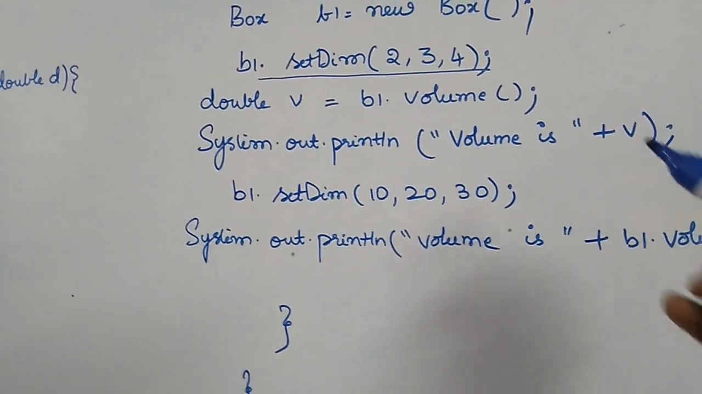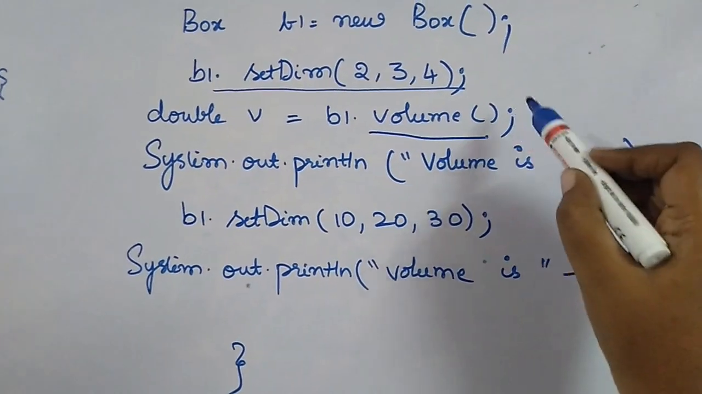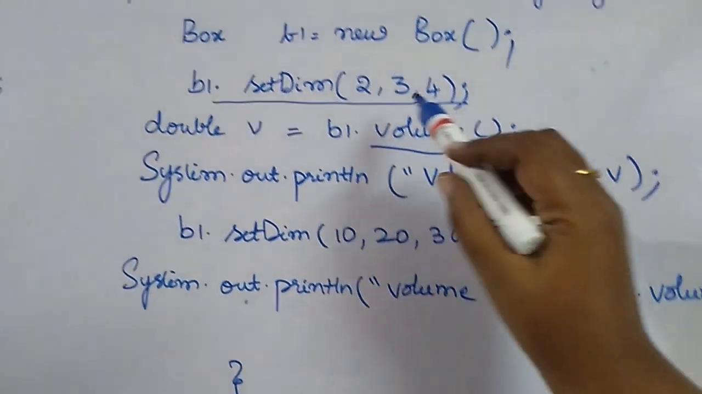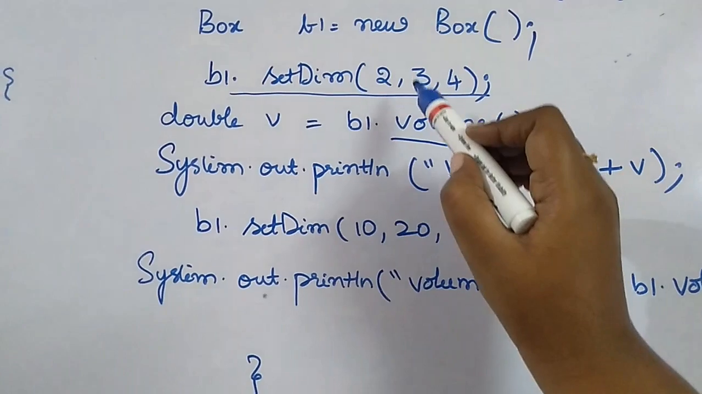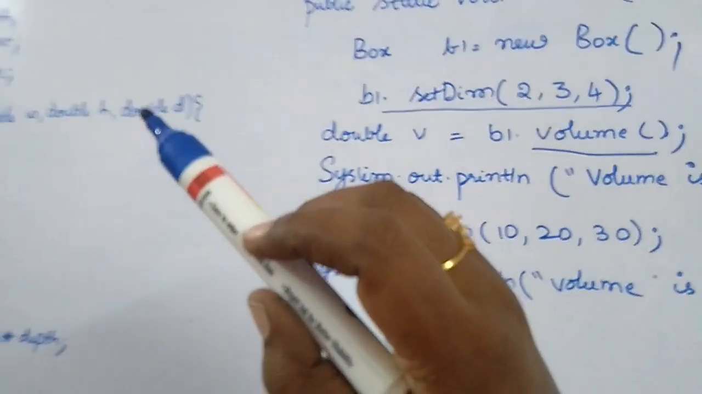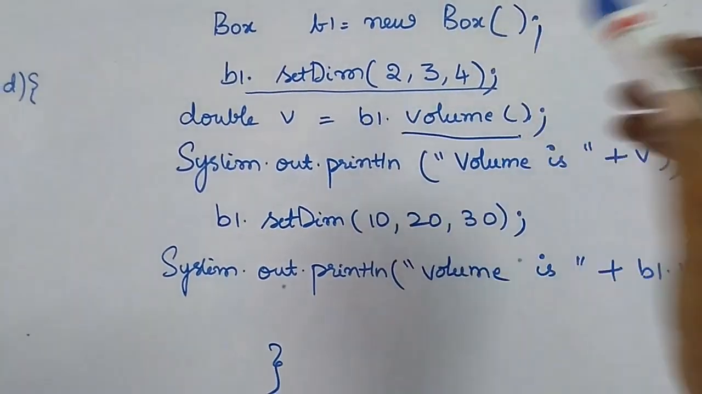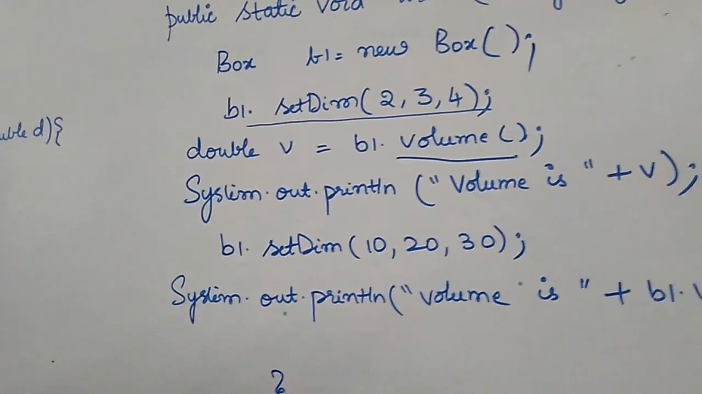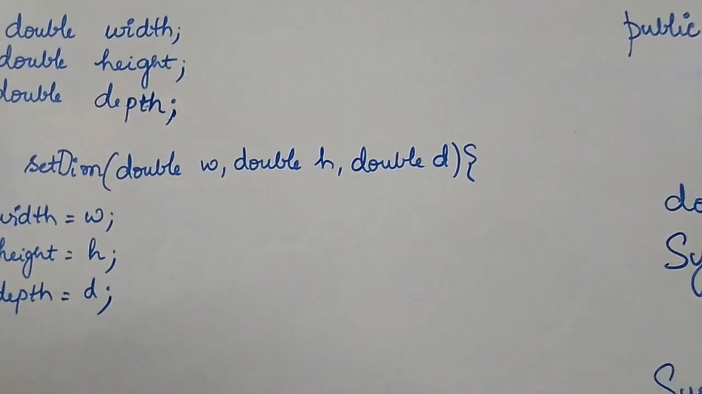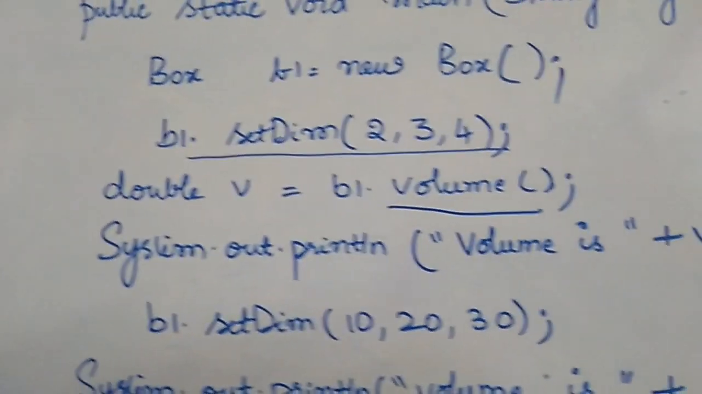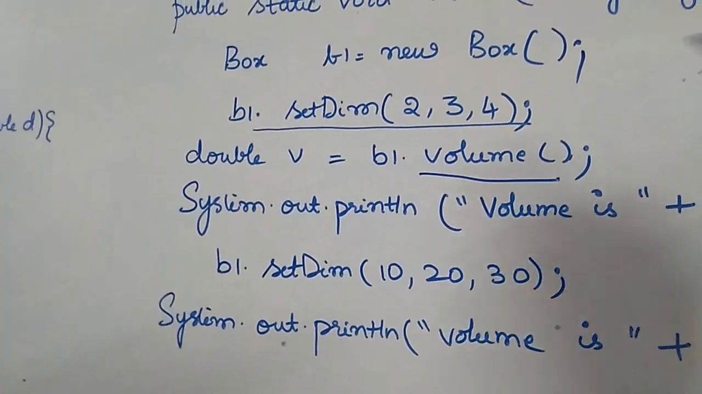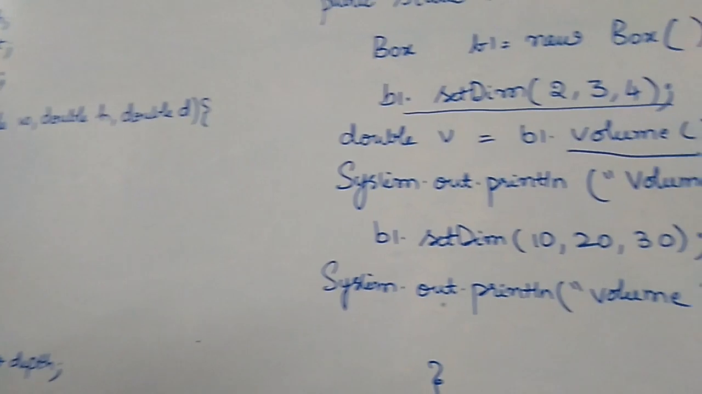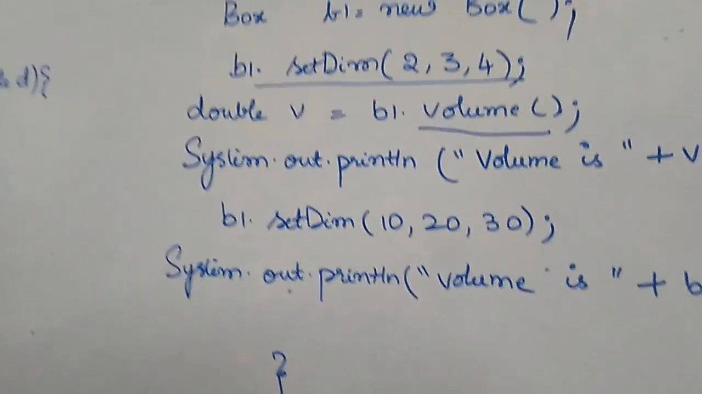So this volume is not having parameters, so we are not giving any arguments inside this parenthesis, but here this set dimension is having a parameters list. So that's the reason why we have to mention them. How many parameters you have mentioned there, that many parameters you have to pass. We have mentioned 3 parameters there, so you have to pass 3 arguments over here. And the same type of arguments need to be passed. There it is double, so you have to pass double type into it.